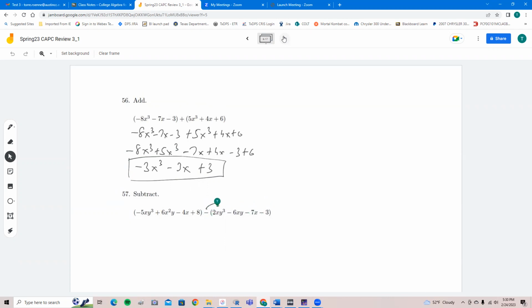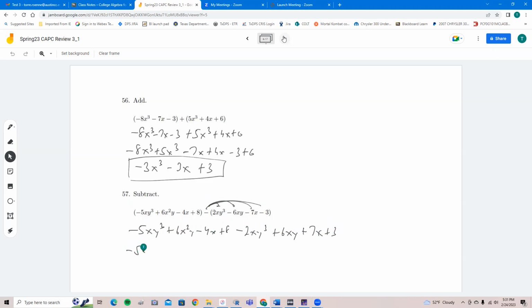So it's just a matter of how you prefer to think about it. For me, just distributing is how I prefer to think about it. So 5xy cubed plus 6x squared y minus 4x plus 8. The first polynomial obviously doesn't change. Minus 2xy cubed, now plus 6xy plus 7x plus 3. Let's collect the like terms.